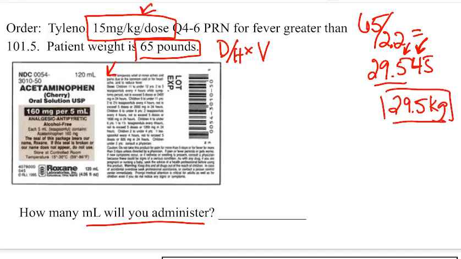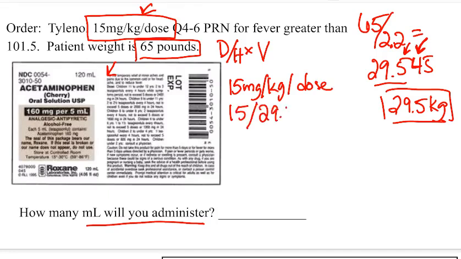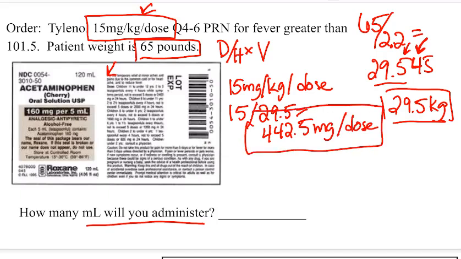So now I'm going to go up to here. And it's 15 milligrams per kilogram per dose. And I'm going to take 15 milligrams times 29.5 kilograms. 29.5 times 15 equals 442.5 milligrams per dose. That is what my doctor's order is. I just calculated it out, 442.5. So now in my D over H times V, my D is 442.5, and I'm keeping that 0.5.